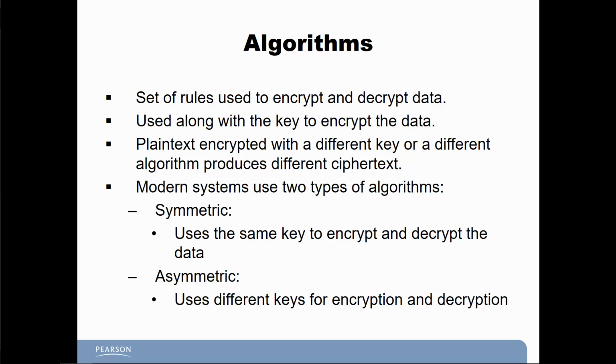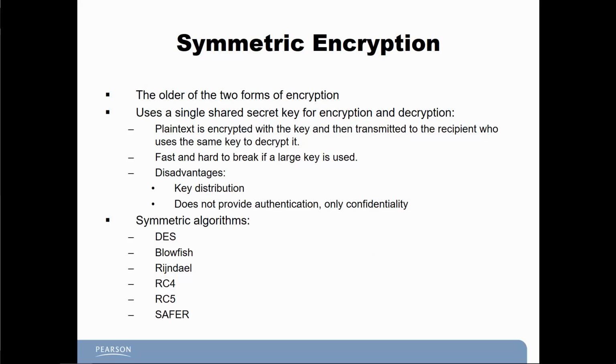Common symmetrical encryption could be things like DES, Blowfish, and Rijndael, RC4 and 5, and SAFER. So, this is the older of the two forms of encryption. The main advantage here is it's easier. The main disadvantage is key distribution. And this doesn't really provide a whole lot for authentication because anyone that has access to your one key can then decrypt it. So that's kind of bad. It's fast and hard to break if a larger key is used.